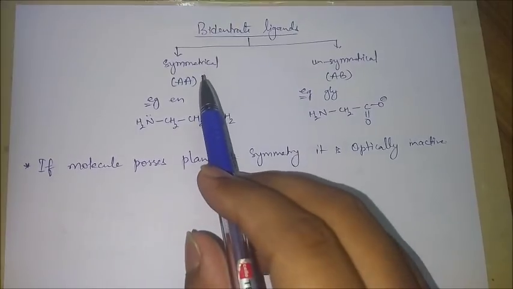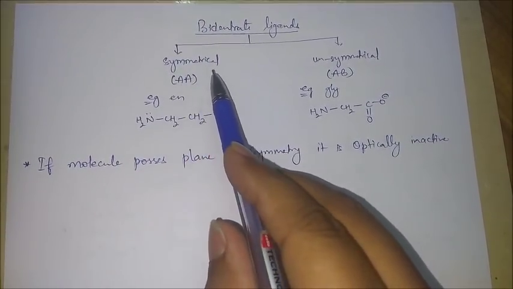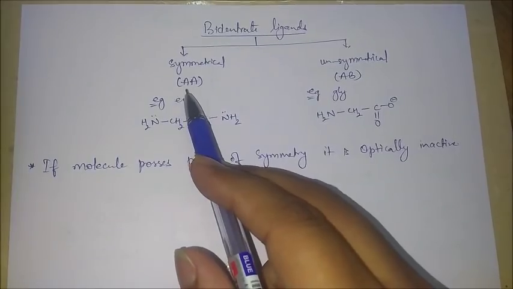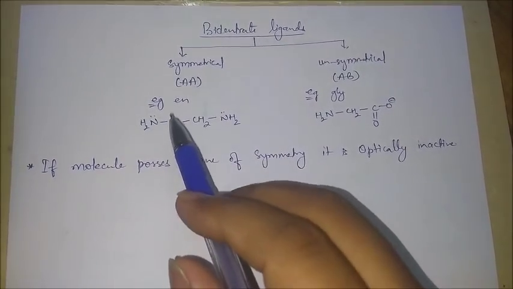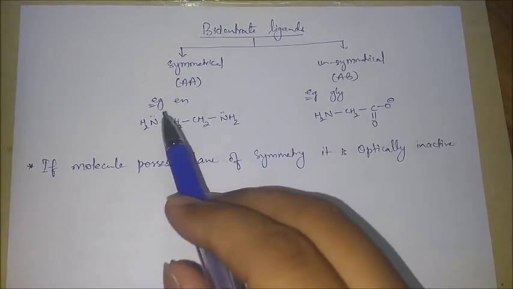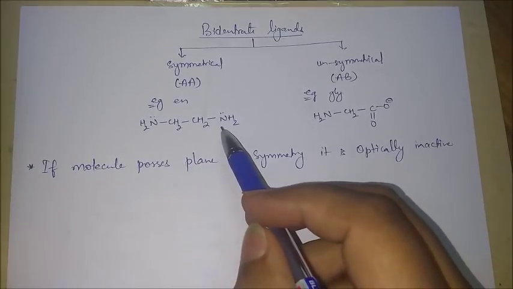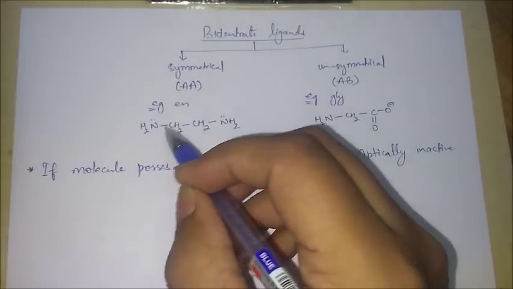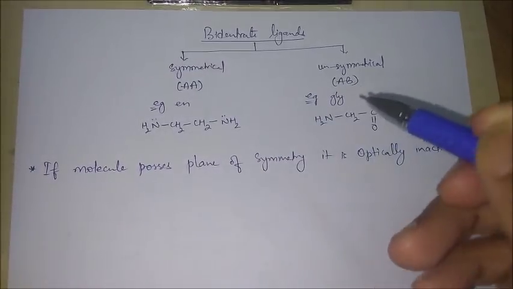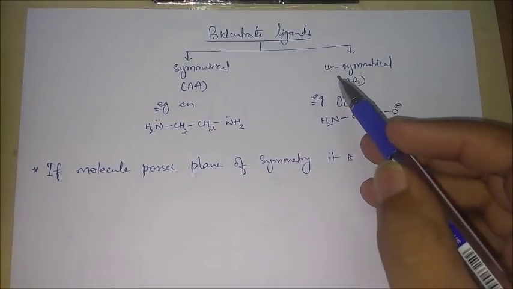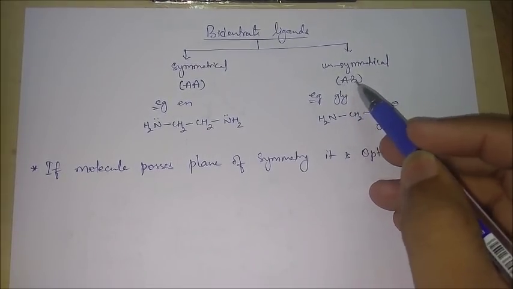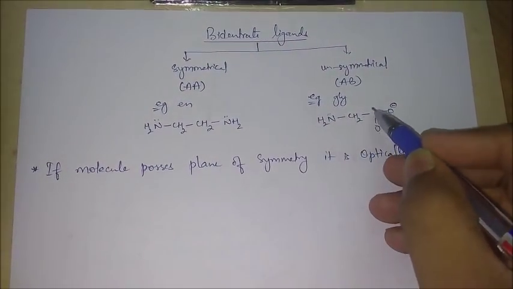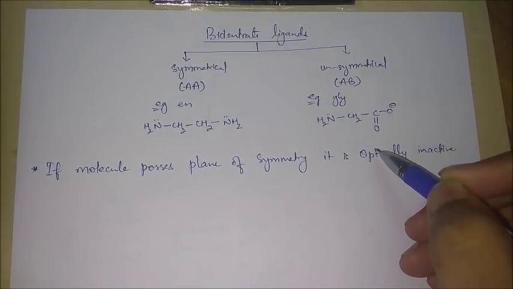Bidentate ligands are of two kinds. There are two types: symmetrical bidentate ligands and unsymmetrical bidentate ligands. Symmetrical bidentate ligands I'll represent with a capital A, and an example is ethylene diamine. It is symmetrical because you have a plane of symmetry in this molecule, and on the left and right side of this plane the molecule is symmetrical. That's why it is called a symmetrical bidentate ligand. Whereas an unsymmetrical bidentate ligand I will represent as AB. An example of this is the glycine ligand, and here you cannot divide this molecule into two equal halves, so that's why it is an unsymmetrical bidentate ligand.